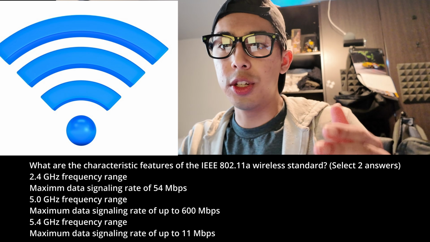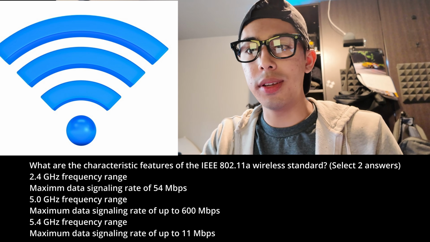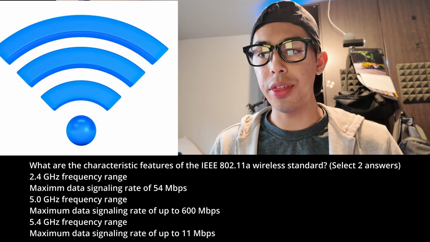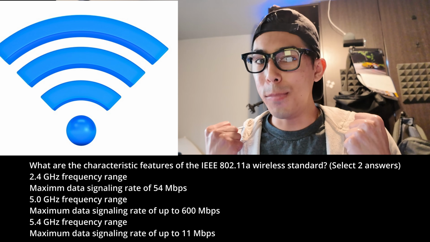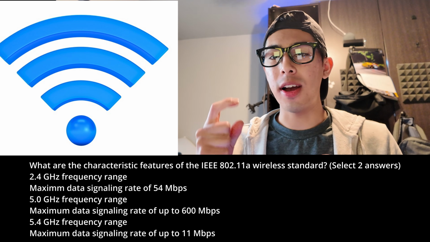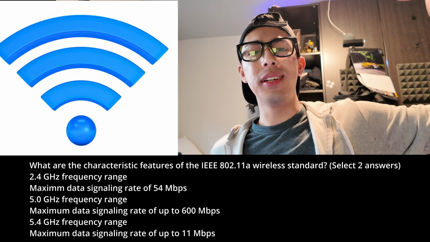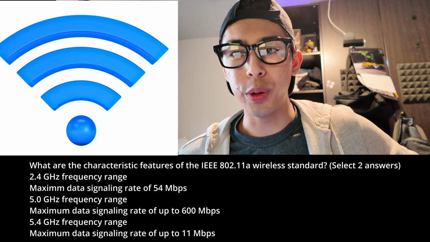What are the characteristic features of IEEE 802.11a wireless standard? When I see 802.11a, I think of alpha, the big dog, and that's how I know which one of these characteristics to pick. So the alpha is going to use the highest number frequency range.